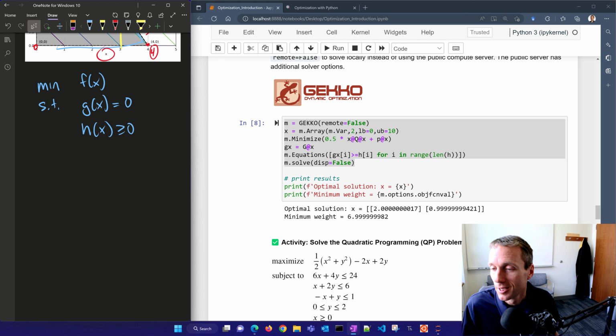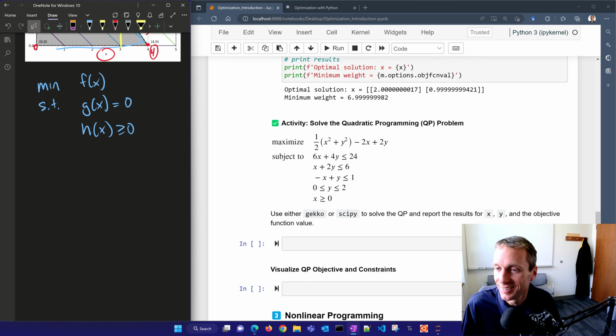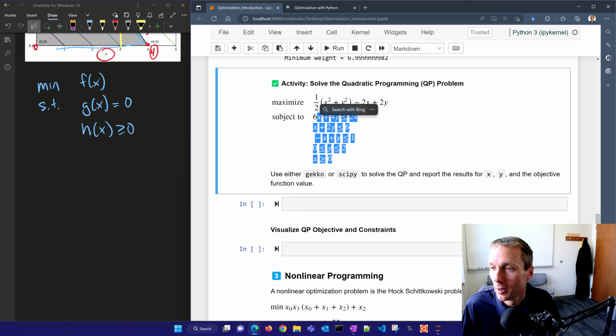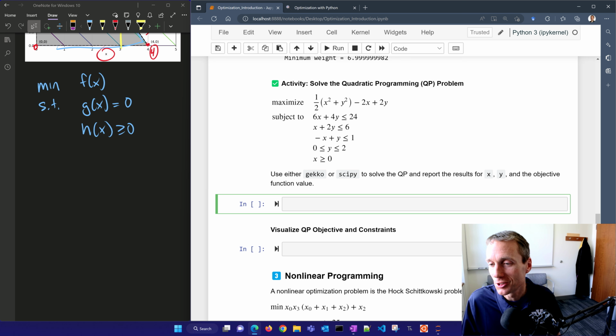Before we go on to nonlinear, we have one exercise here. First of all, with the quadratic programming, just an exercise for you to try this out on your own. It's the same as before, except we just added a quadratic objective function here. So go ahead and try that yourself, and then we'll move on to the nonlinear.